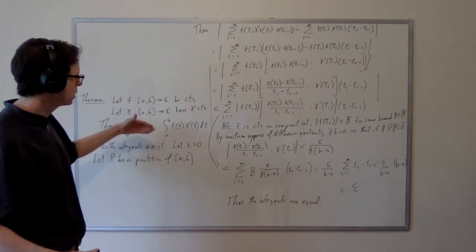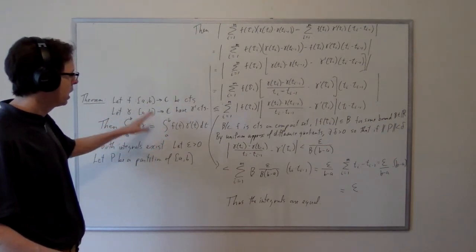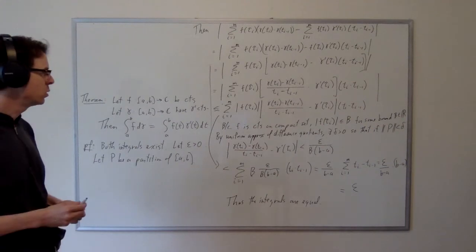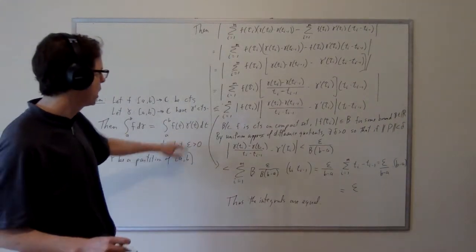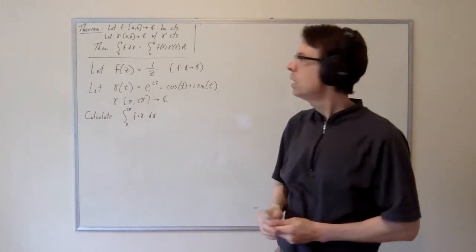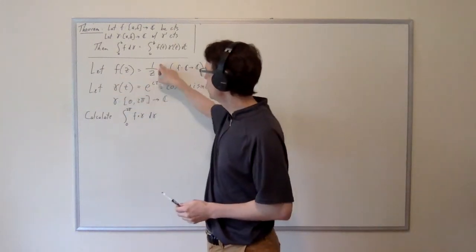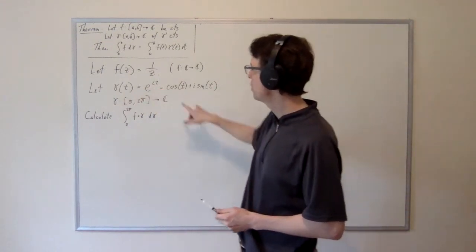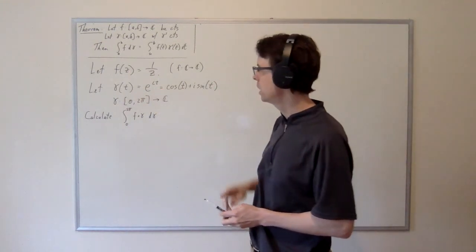So what I want to do next is take advantage of this theorem, and illustrate how this can be useful in a computation. So we're going to do a practical integral computation by taking advantage of this theorem. Now here's the example we want to consider. I've got f of z equals 1 over z and gamma of t equals e to the i t, which if you remember is cos t plus i sine t.